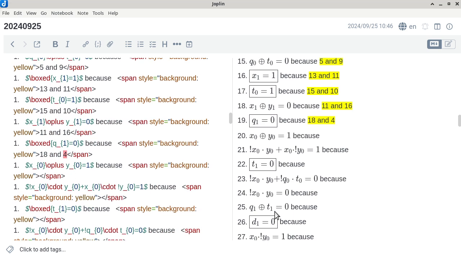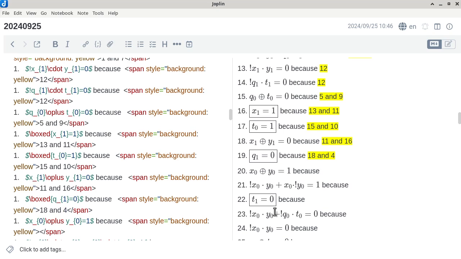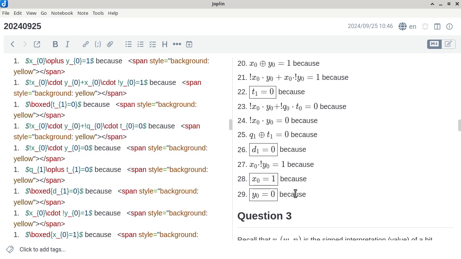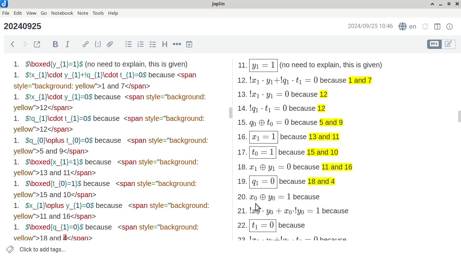Because we have to make all the deductions in the order as specified. In other words, there's no forward referencing of the lines that are after a line. You can only reference things that we have already concluded. So that means we cannot rely on 28 or 29 to make the conclusion that the exclusive OR between x0 and y0 is a 1. So now you have to go back and go like, ah, okay, that doesn't work.